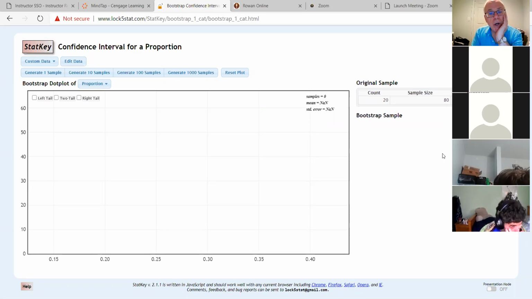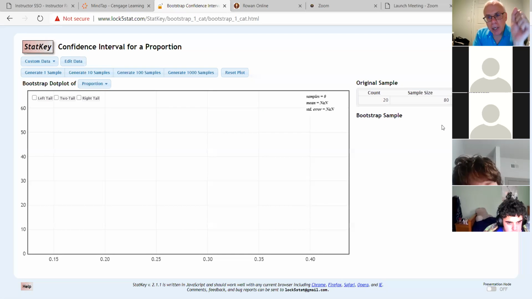So that's our sample proportion. And suppose we want to generate what's called a bootstrap sample. What is a bootstrap sample? It's going to take the same 80 people, and we're going to choose people at random, all right? People at random from that sample.